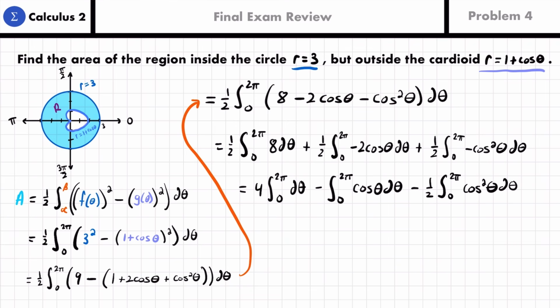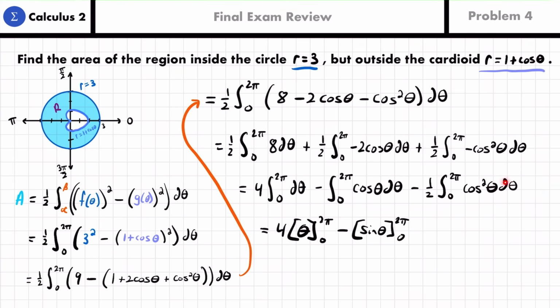And what we have here is a trigonometric integral where we will need to make use of a trig identity. And so we'll set that up in just a second. Let's move on to the next step and work a little bit on these two integrals. The integral of 1 is theta, so this will be equal to 4 times theta evaluated from 0 to 2 pi. And then we are subtracting the integral of cosine theta, which is sine theta. So we'll have sine of theta evaluated from 0 to 2 pi.